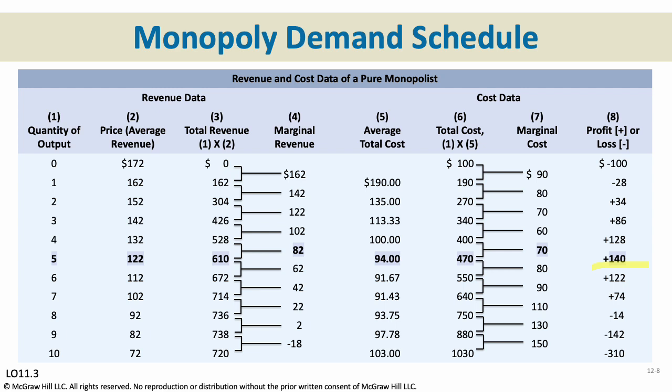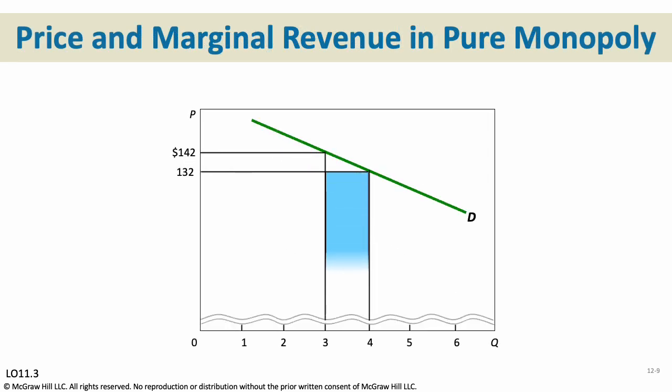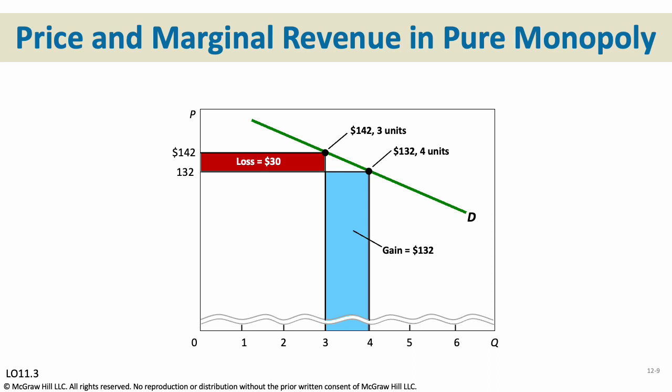So in this case, the same logic applies. We're going to produce up until the point where marginal revenue is greater than marginal cost, which it is, 80 compared to 70. If we increase to 6, it's now 62 compared to 80. So same as before, at that point we're going to maximize our profits, $140 here. So price and marginal revenue in a pure monopoly is going to be right here, and we already determined what our proper price is.